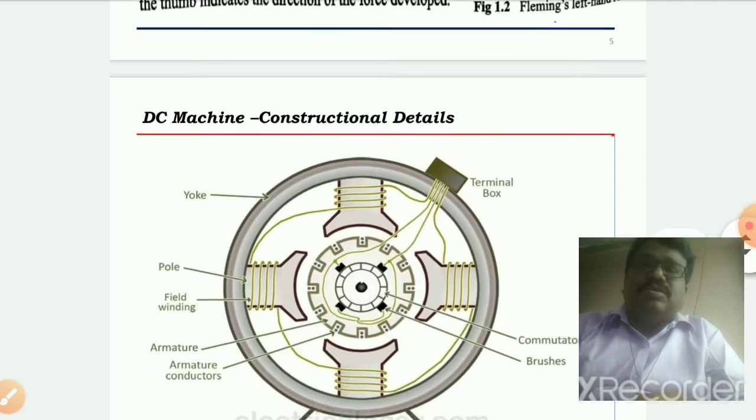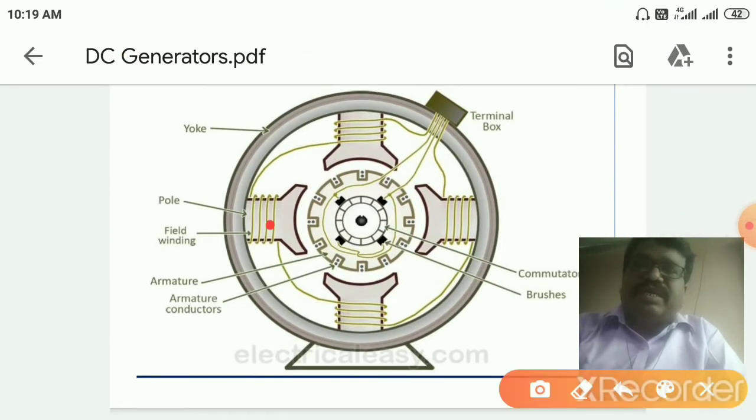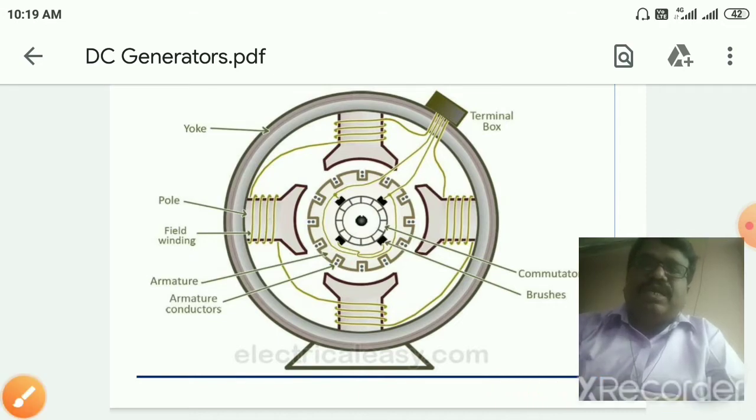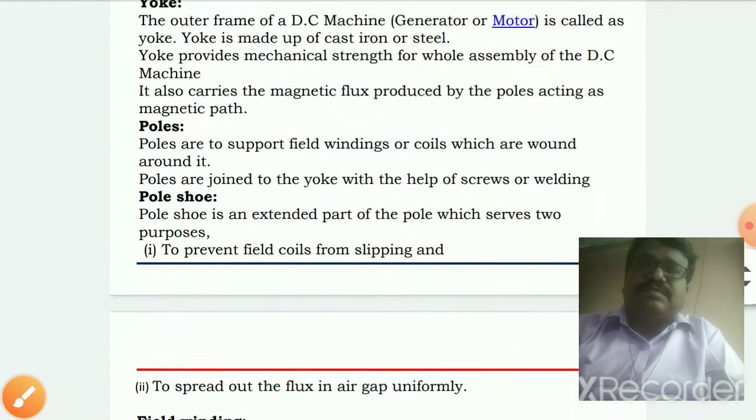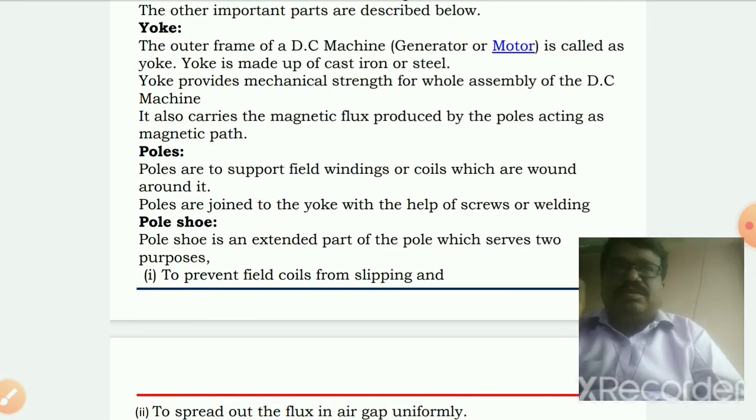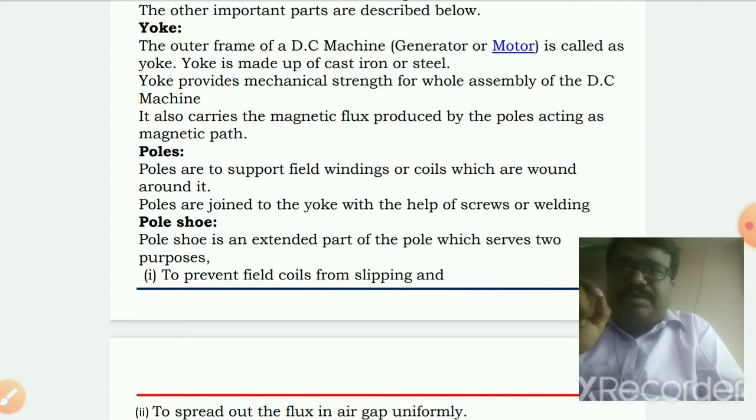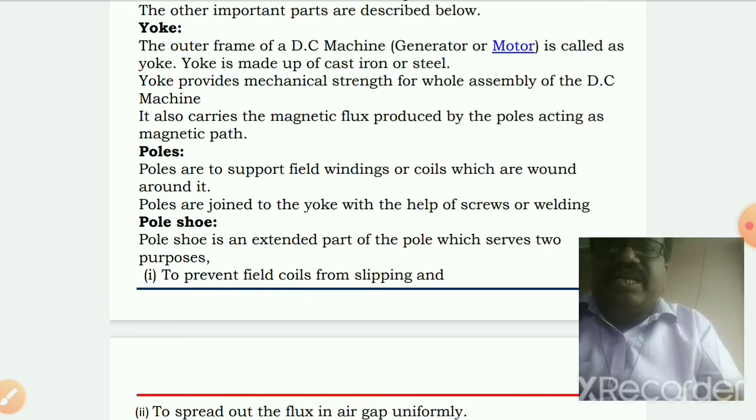The second one is the magnetic pole. So this is the magnetic pole of the DC machine. The main purpose of this magnetic pole is, so a DC machine mainly uses two types of magnetic poles. One is permanent magnetic poles and the second one is electromagnetic poles. If we use permanent magnetic poles, these permanent magnetic poles produce the required magnetic flux in the DC machine for the production of induced EMF.